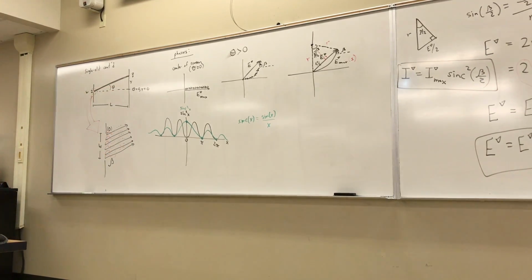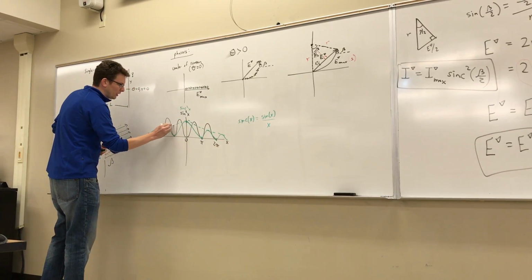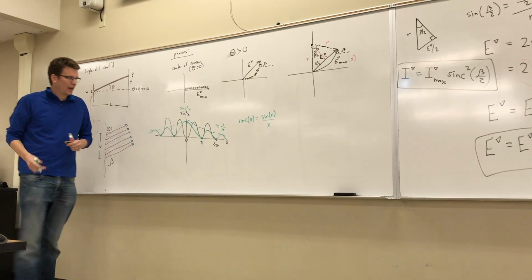So that's a sinc squared function. That's dope. You can even draw this envelope. This envelope is talking about how this gets reduced, goes as 1 over x.